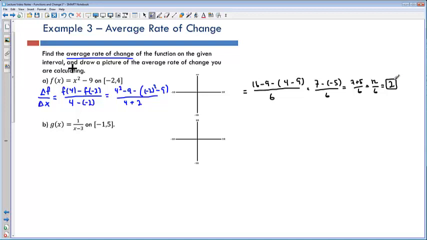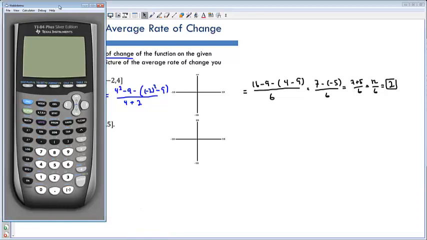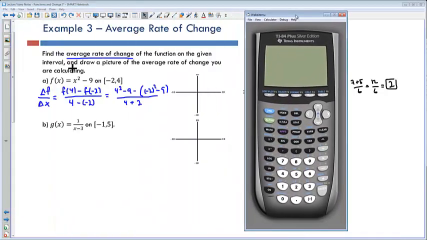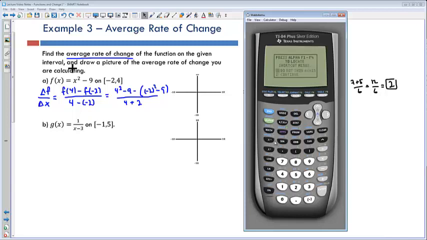Now I can check this answer by simply graphing it on my graphing calculator and seeing what I get. So let's do that. On your graphing calculator, let's turn it on and then hit y equals. And what we're going to do is graph this function. So we're going to plug in x squared minus 9. So x squared and then minus 9. So there's the formula.